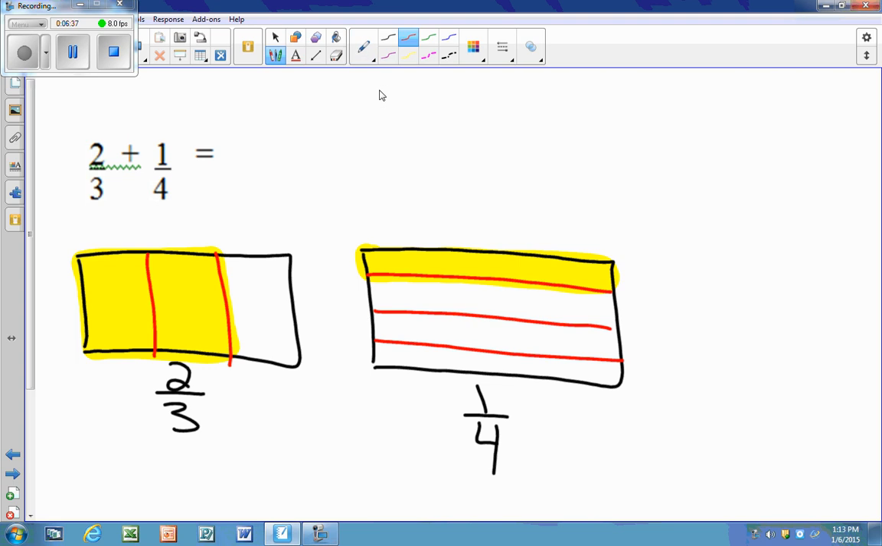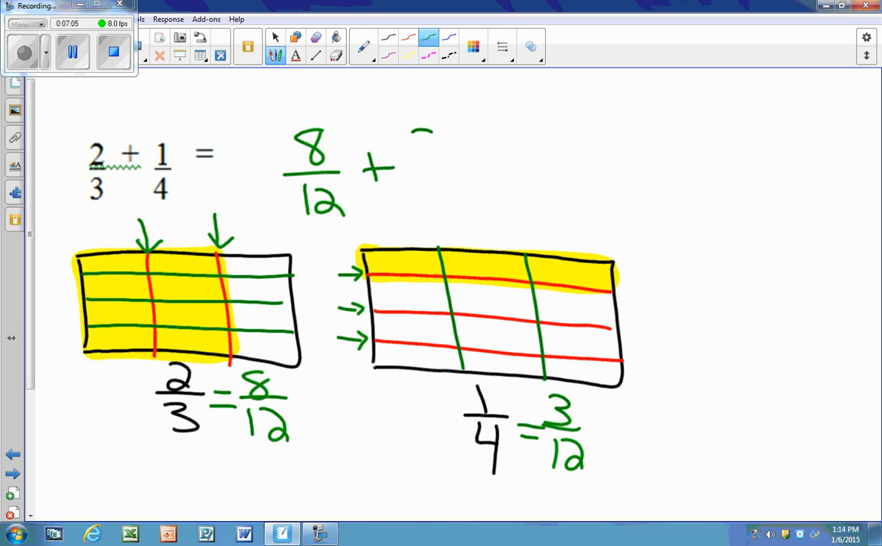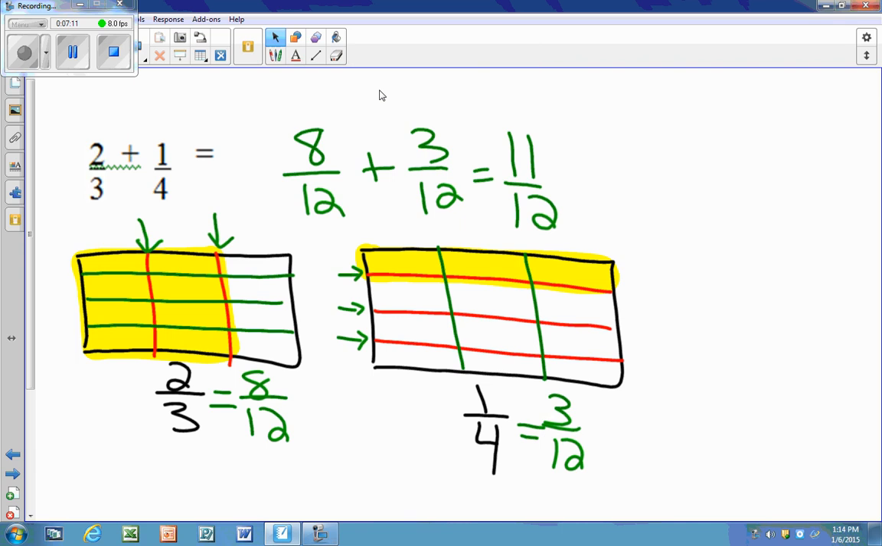So now we're going to go back in. We're going to take our lines that are over here horizontally, and we're going to put them into our first rectangle. And our lines over here that are vertical, we're going to put them into our second rectangle. And now we have some new equivalent fractions. We know that we're working out of 12, and we have 8/12, and we know there's 12, and there's 3/12, and our new number sentence is 8/12 plus 3/12 equals 11/12. And that is how we add fractions using pictures.